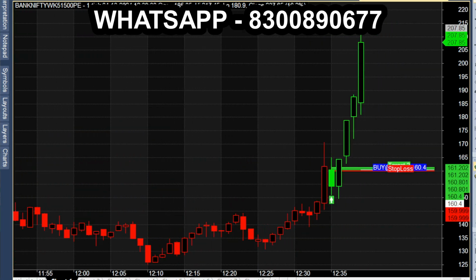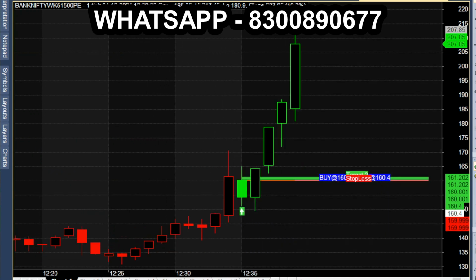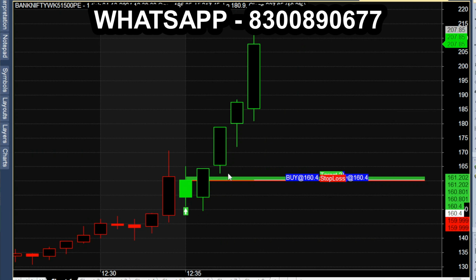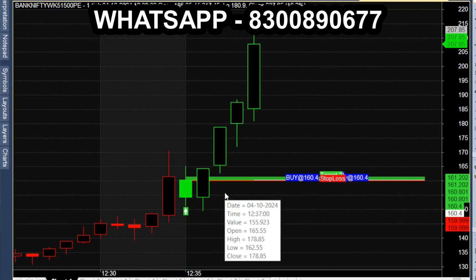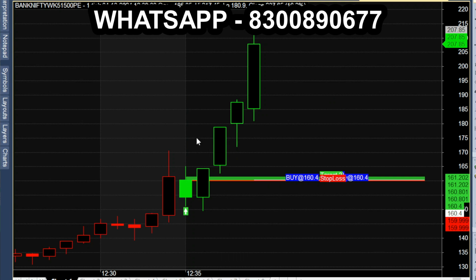51,500 put option weekly expiry we are watching. In this out of the money option, 160 is the entry line and the market moved all the way to 200, 210 like that. So due to a short time, a good momentum, it has given a good performance in the out of the money option. If you want this chart, you can change script, in the money, at the money, out of the money. Even crude oil, Reliance also you can watch.